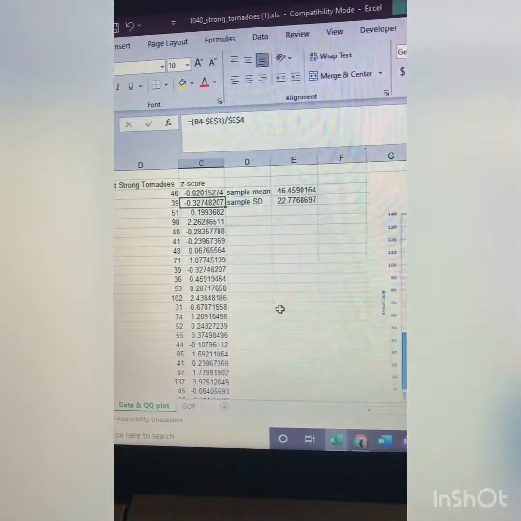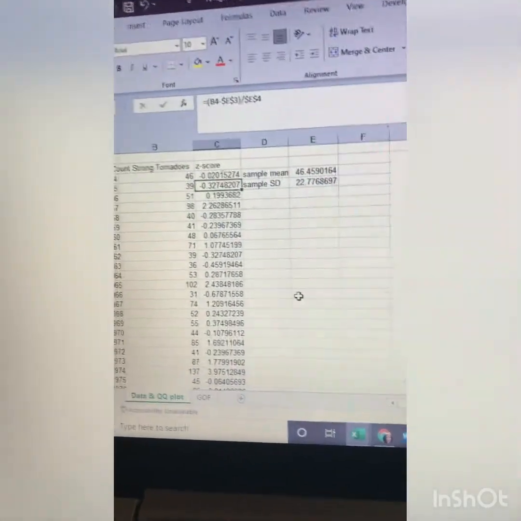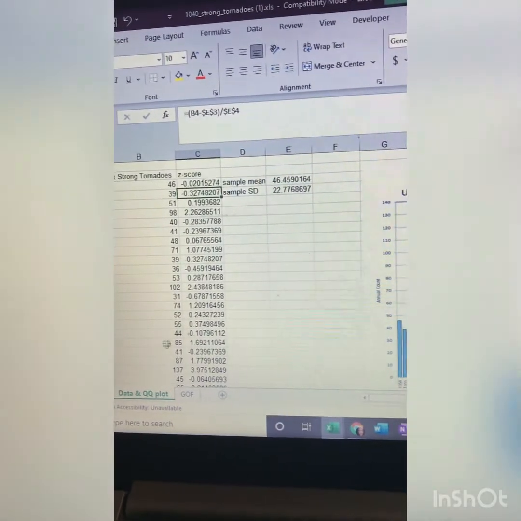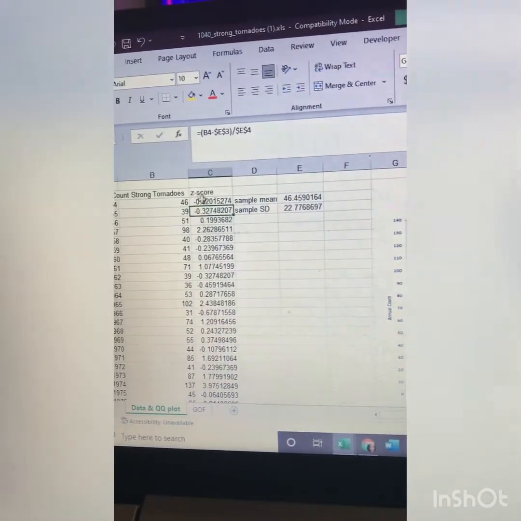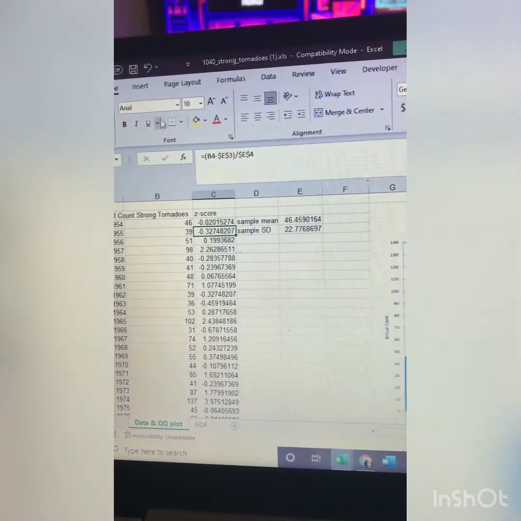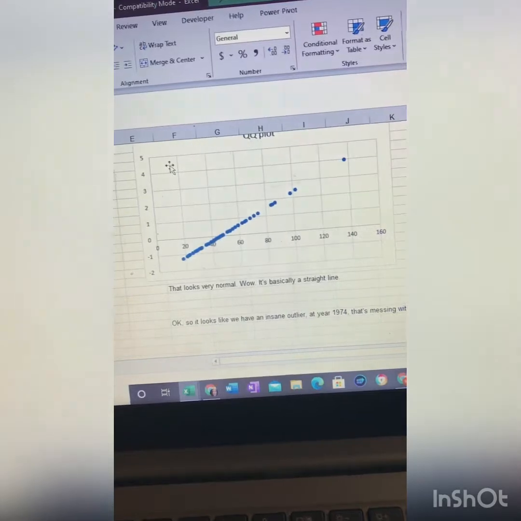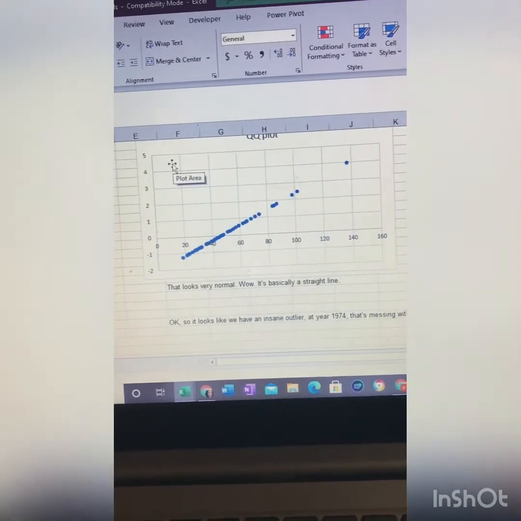Next, to plot our QQ plot, we're going to graph it like a scatter plot, where our number of strong tornadoes is the x-axis and our z-scores are the y-axis. All you have to do is highlight all of those, go to Insert, and then click on the scatter plot. You'll notice that they come out looking like this.